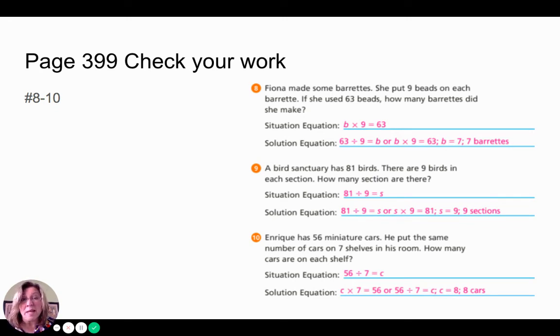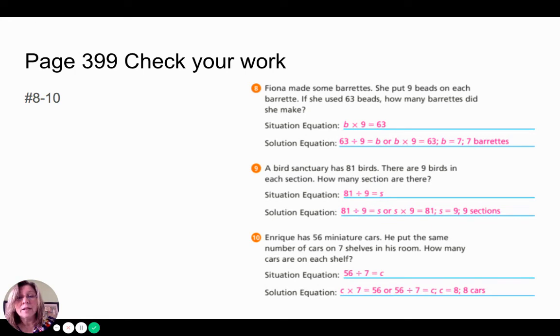Fiona has made some barrettes. Okay, she puts 9 beads on each. We don't know how many barrettes she made. So that's B times 9 equals 63. Now to solve that, we have to divide 63 by 9, and our answer is 7. So that's the solution equation.